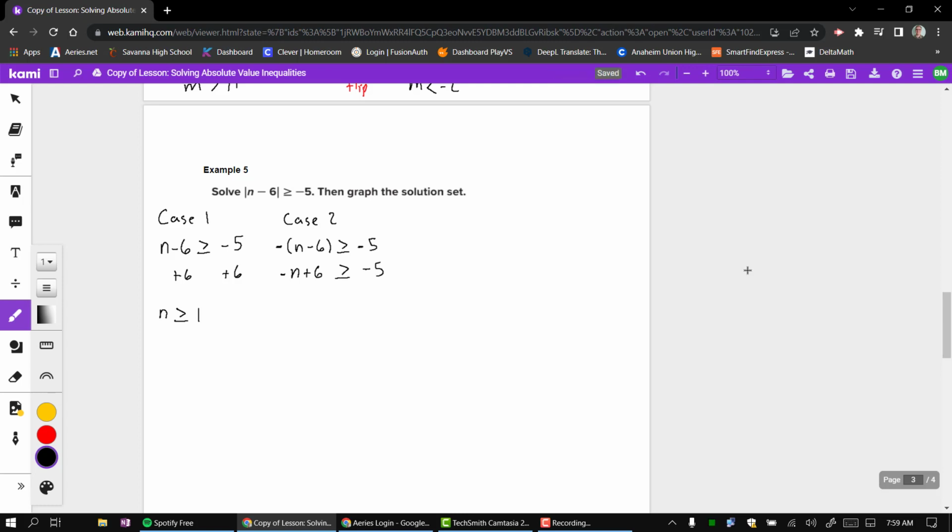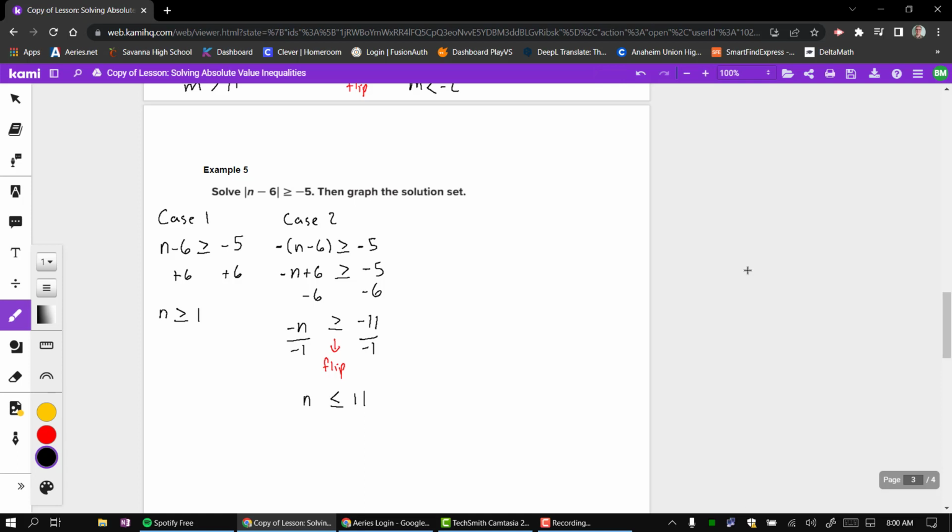Now I'm going to solve this inequality. So I subtract 6 from both sides. So I get negative n is greater than or equal to negative 11. Now I'm going to divide through by a negative 1. But because I'm dividing by a negative, I need to flip this sign right here. And when I do, I get n is less than or equal to 11. So n is greater than 1. So that means we're going to shade everything to the right. N is less than 11. That means we're going to shade everything to the left.